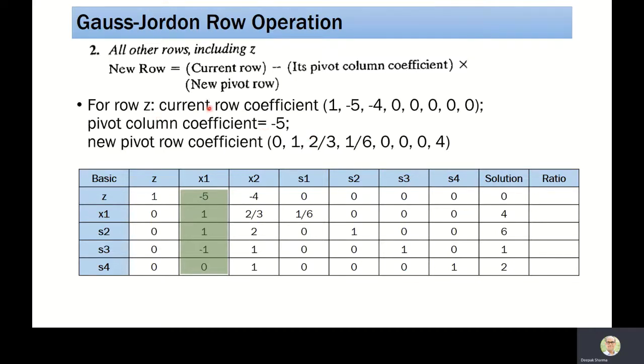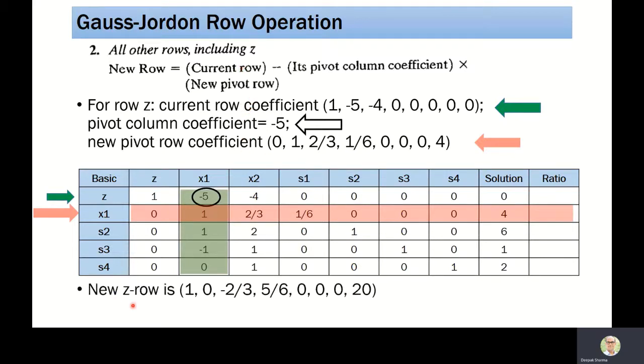Now let us take the Z row. The first coefficient I have written corresponds to the coefficient here. Now look at this: 1, minus 5, minus 4, 0, 0, 0, 0. All the coefficients are written in the same sequence. What is the pivot column coefficient of Z? It is minus 5, so that's why it is minus 5. What is the new pivot row coefficient? Since X1 is the new row, we are taking all these coefficients. You can make it out, I have written the same coefficients. If I perform this operation here, I get the new Z row as given at the bottom.